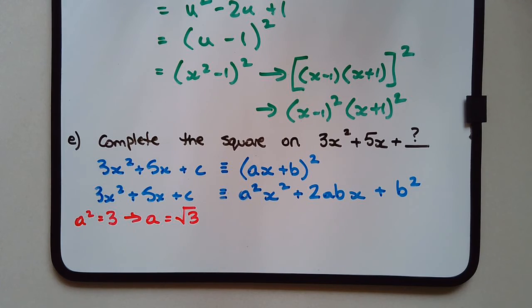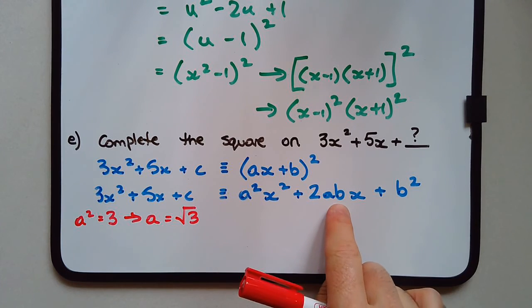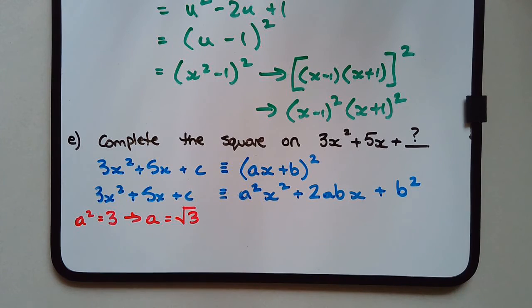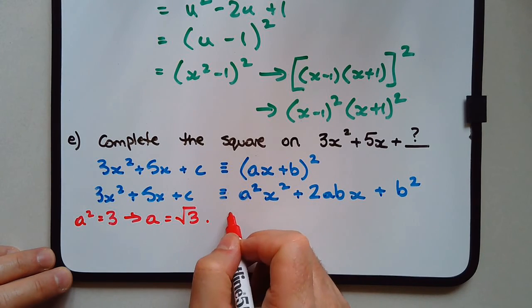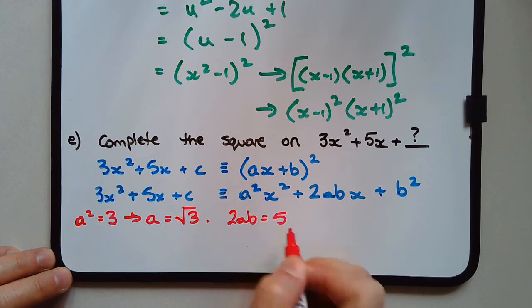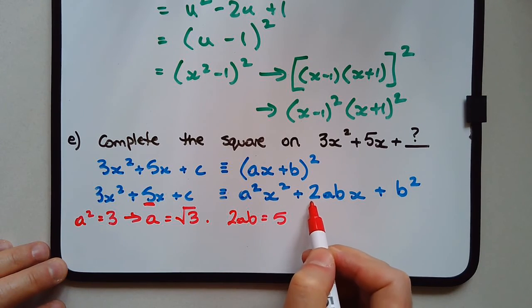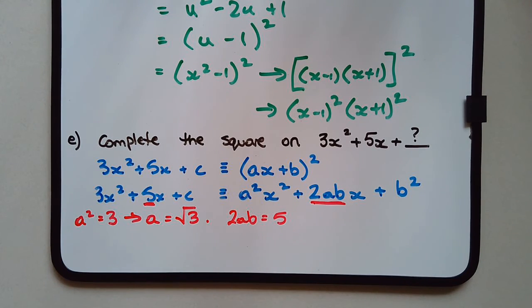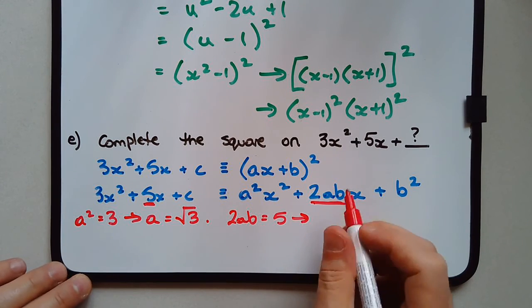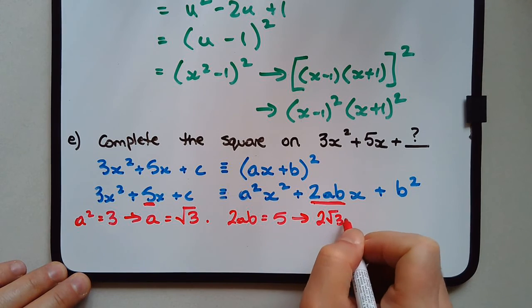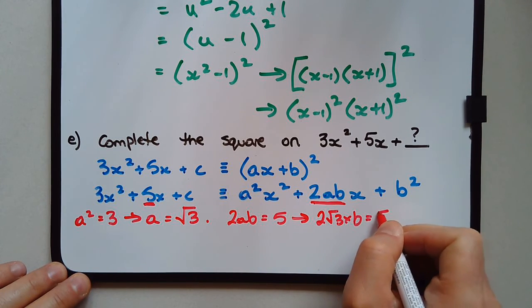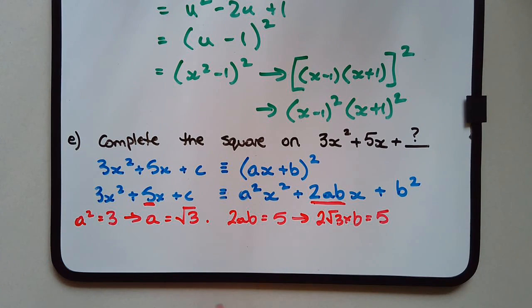Now if we can find what the b term is and then square it, we've got the c term that we want. So let's see what happens here. We have 2ab is equal to 5. So this term here, what I've just underlined in red, should be equal to 2ab. We now have a value for a. So 2 root 3 times b is equal to 5. Now if we divide both sides by 2 root 3, we have our b term.